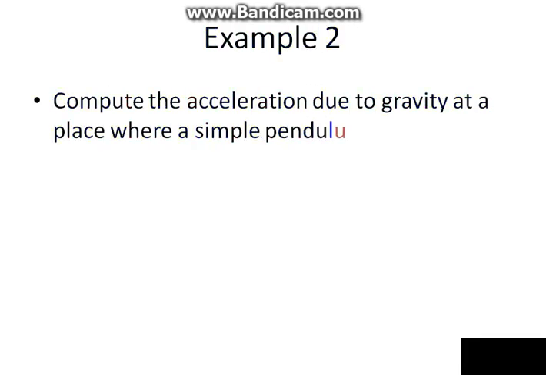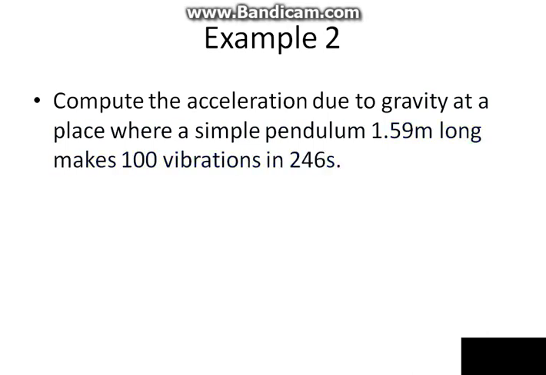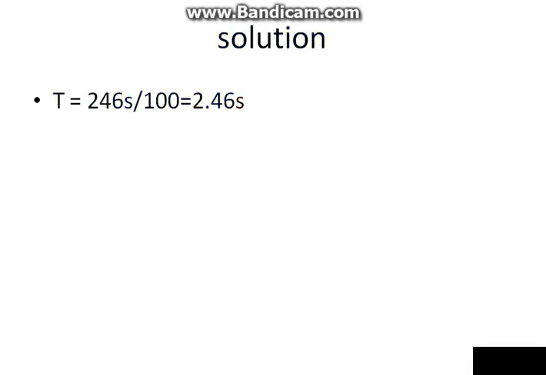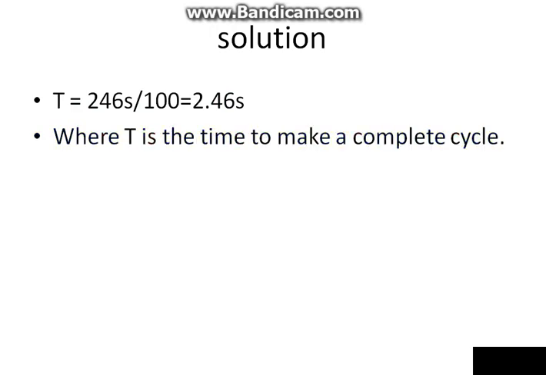Example 2. Compute the acceleration due to gravity at a place where a simple pendulum 1.59 meters long makes 100 vibrations in 246 seconds. Solution. Period T equals 246 seconds over 100, which gives us 2.46 seconds, where T is the time to make a complete oscillation, but T equals 2π√(l over g).